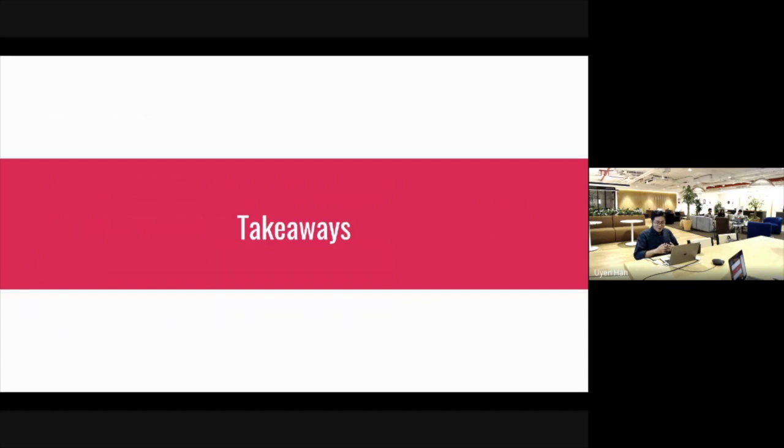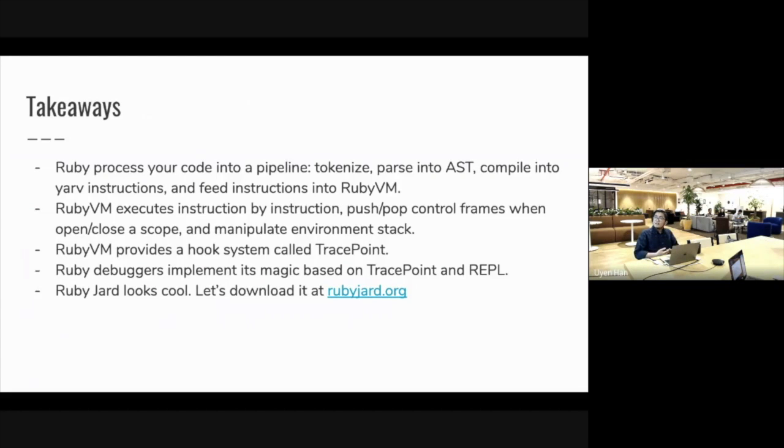So the first one is that Ruby processes your code in a pipeline. The first step is tokenization. The second is parsing into the abstract syntax tree. The next is to compile to YARV instructions and feed the instructions to the Ruby VM. And then your Ruby VM will execute your script instruction by instruction, pushing a control frame each time and manipulating the variable environment stack.